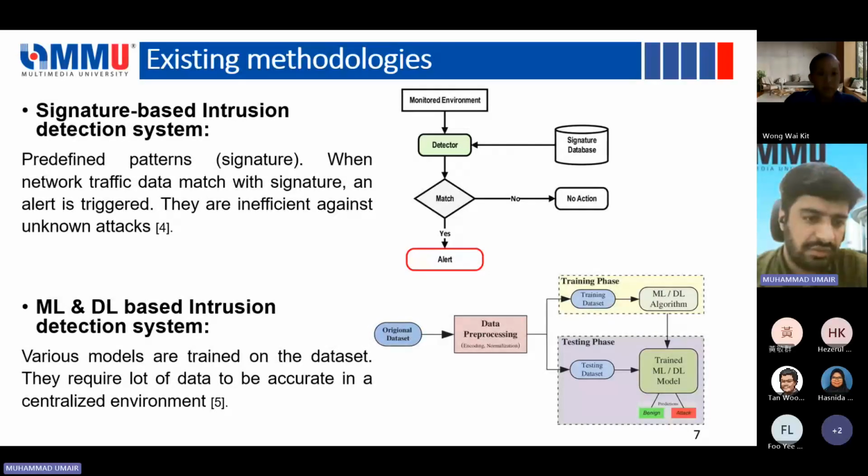Then there is the other one, which is machine learning and deep learning based intrusion detection system. Here we use a lot of datasets with different models to train and make the model learn different types of attacks and patterns. And they require a lot of data to be accurate in a centralized environment.